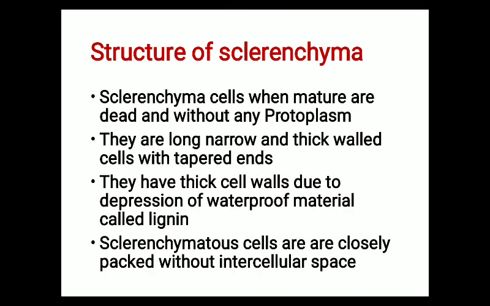Now come to the third type of simple permanent tissue, which is the sclerenchyma. Sclerenchyma cells, when mature, are dead and without any protoplasm. They are long, narrow and thick-walled cells with tapered ends. They have thick cell walls due to deposition of waterproof material called lignin. Sclerenchymatous cells are closely packed without intercellular space.